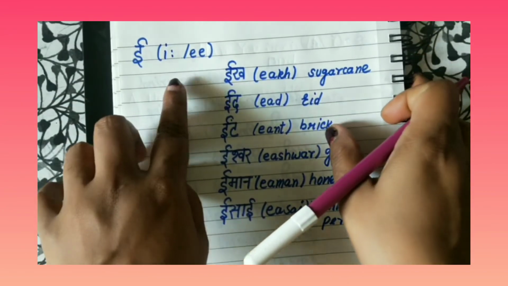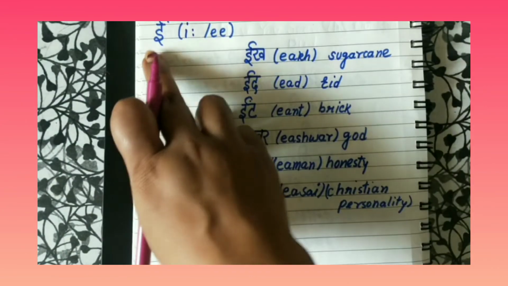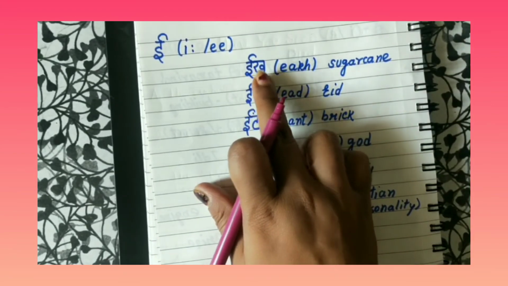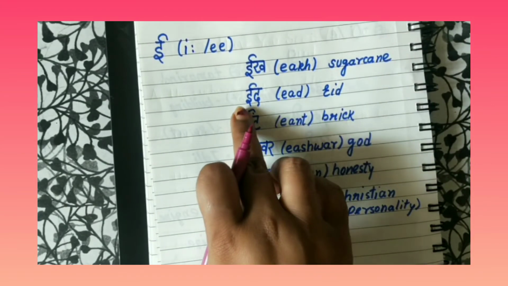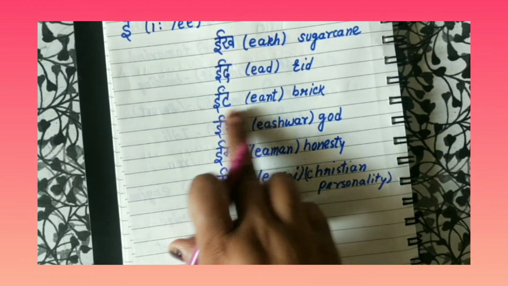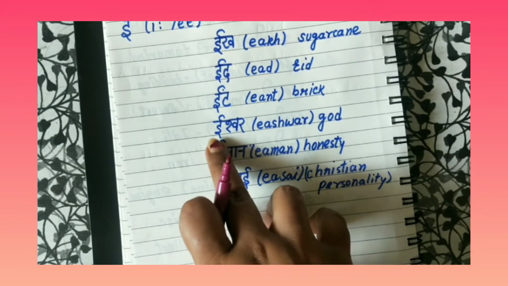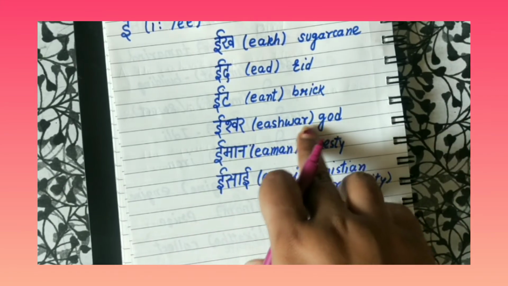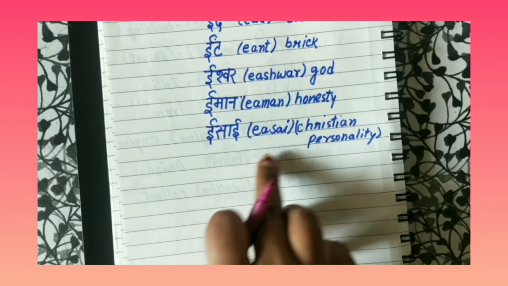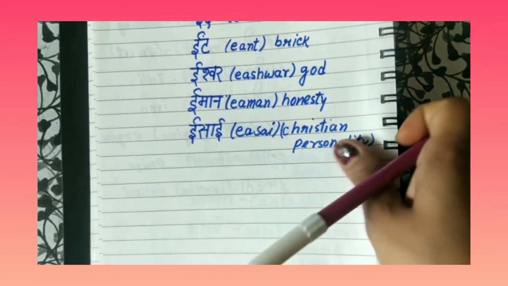The next one is ee. Here you put a little stress. Okay, this letter is called badi ee in Hindi. Ikh means sugarcane. Eid is one festival we all know. Eent is brick. Ishwar means God. Imaan means honesty. Isai means Christian; a Christian person is called Isai.